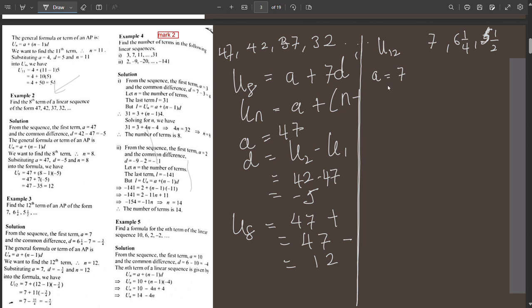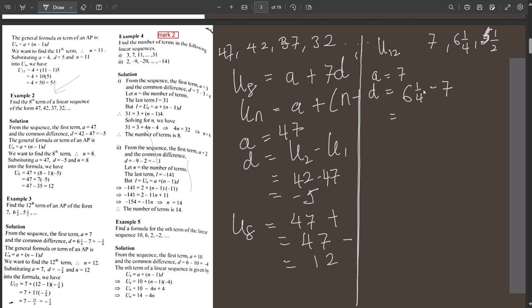Then can we find the D? Yes, once we have more than 2 terms, we can always find the D. So D is always equal to a term minus the previous term. I decide to choose this term, or this term, any term that you want. So I'm choosing this term: 6 1/4 minus 7. So you're going to get the answer. You punch into the calculator and make sure you punch well.